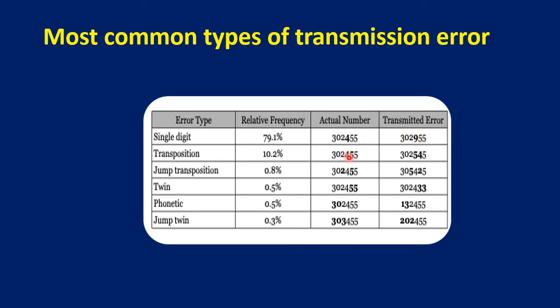Transposition means two numbers got interchanged. Jump transposition, so here the two numbers got interchanged but they jumped over something. Like in this case, 5, 5 here became 3, 3. 5 was read as 3. And then phonetic: 30 became 13, and probably also 17 becomes 70, something like that. Jump twin here means 3, 3, and then you skip a digit, but then there's a twin there.